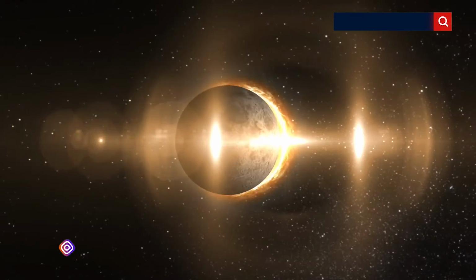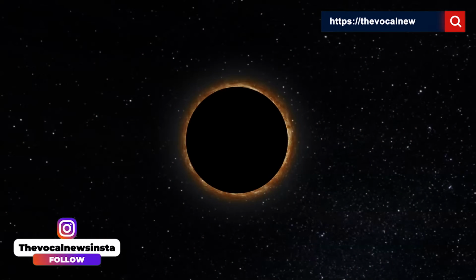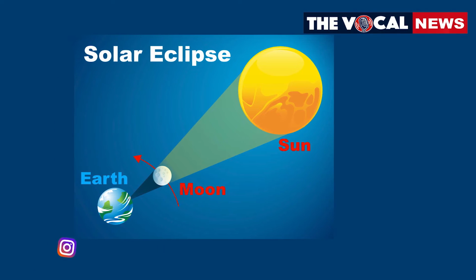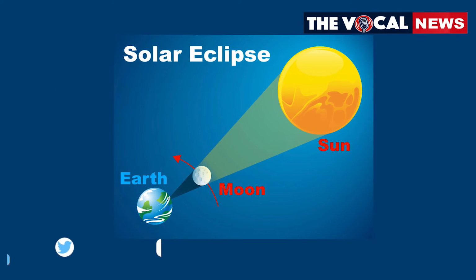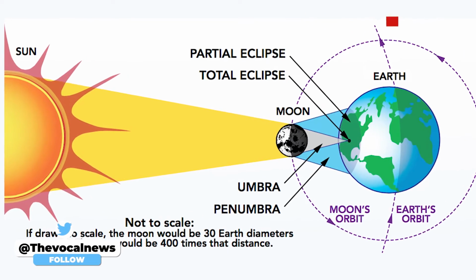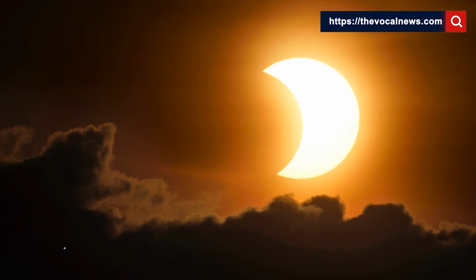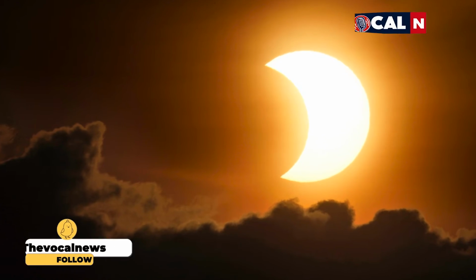Now let's understand what a solar eclipse is. A solar eclipse happens when the moon gets in the way of the sun's light and casts its shadow on Earth. That means during the day, the moon moves over the sun and it gets dark.